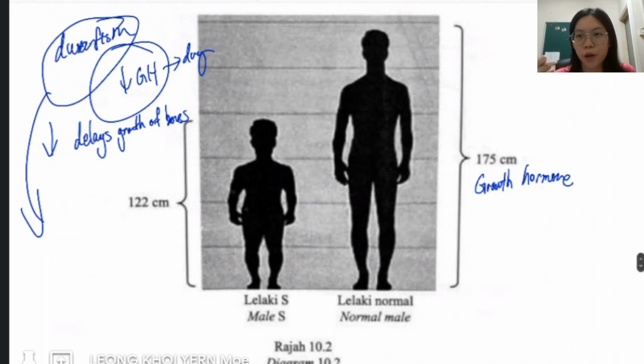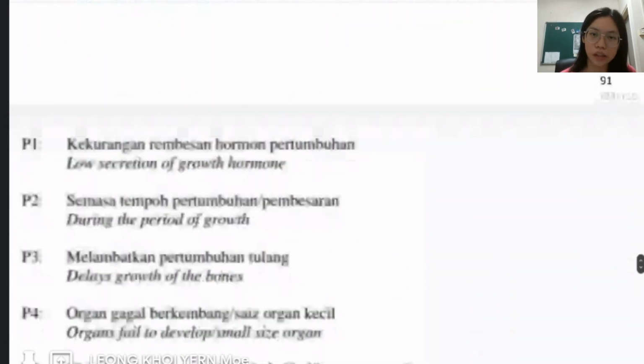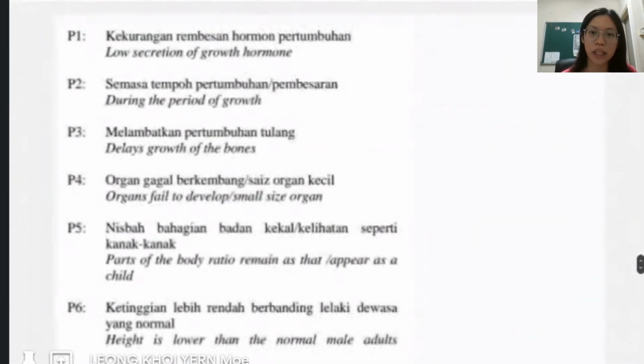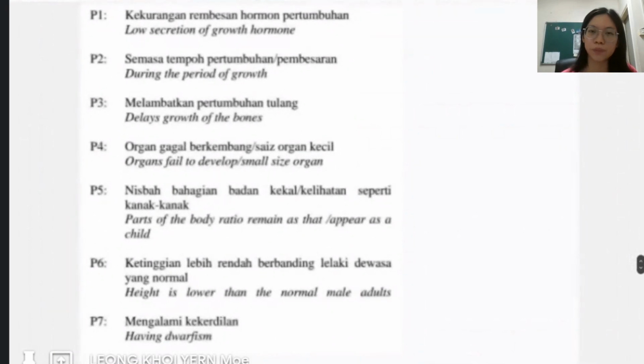One, talking about dwarfism. The condition of dwarfism means his height tends to be lower than a normal male. Dwarfism occurs because of less growth hormone secreted. Then maybe you can emphasize the period of growth, and say that because of less growth hormone, it delays the growth of bone, because the function of growth hormone is to stimulate the growth of bones. So because there is less, it delays it. Basically this is how you answer the question right here.